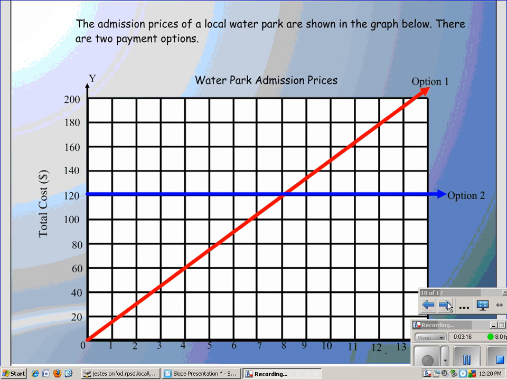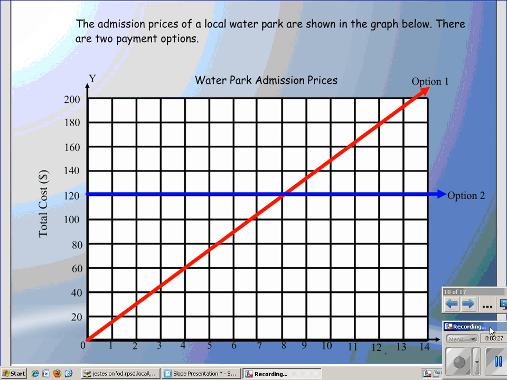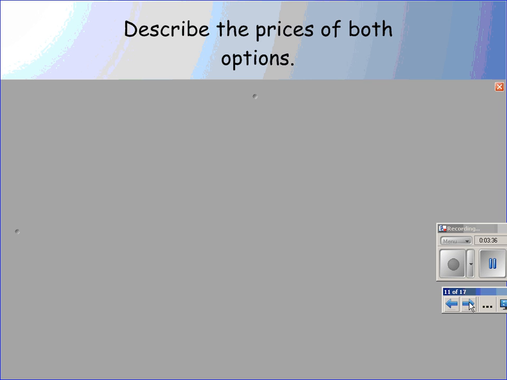Okay, now let's work on our first problem. The admission prices of a local water park are shown in the graph below. There are 2 payment options. Option number 1 is in red, and option number 2 is in blue. What we want to do is describe the prices of both options. The best way to do that is in the form of an equation. So let's go back to the graph and let you look at it and see if you can come up with an equation for option 1 and option 2.